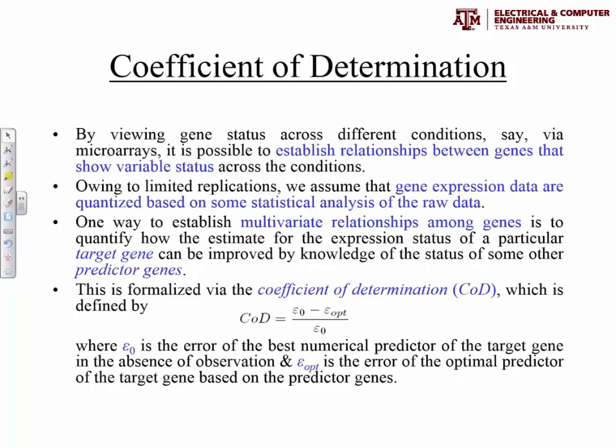If the COD is high, it means there is a good relationship between those genes. One may be predictive of the other. If it is low, maybe they are not that closely related. So that paper that I'm going to discuss, on coming up with multivariate relationships between genes based on gene expression microarrays, is going to focus on this COD. You're going to define a COD, and again, you have to estimate the COD from sample data.